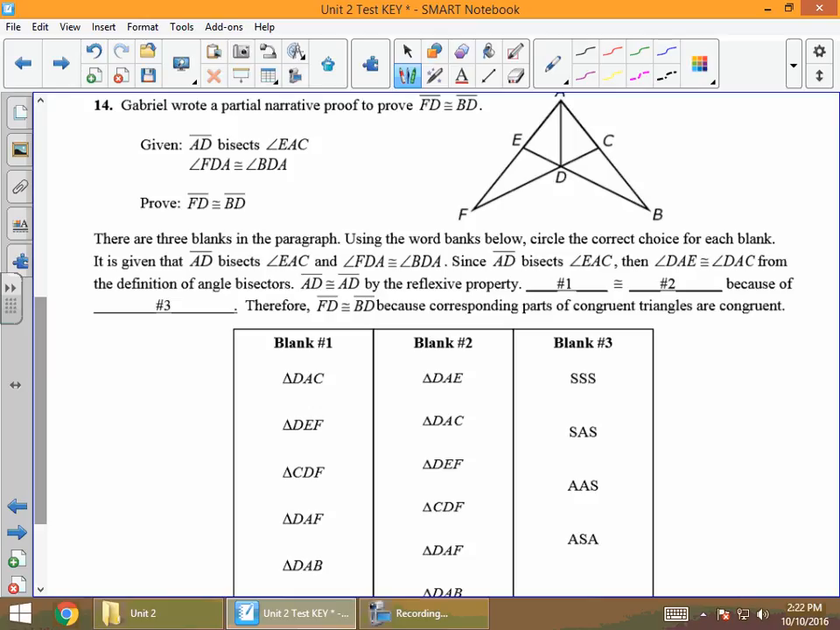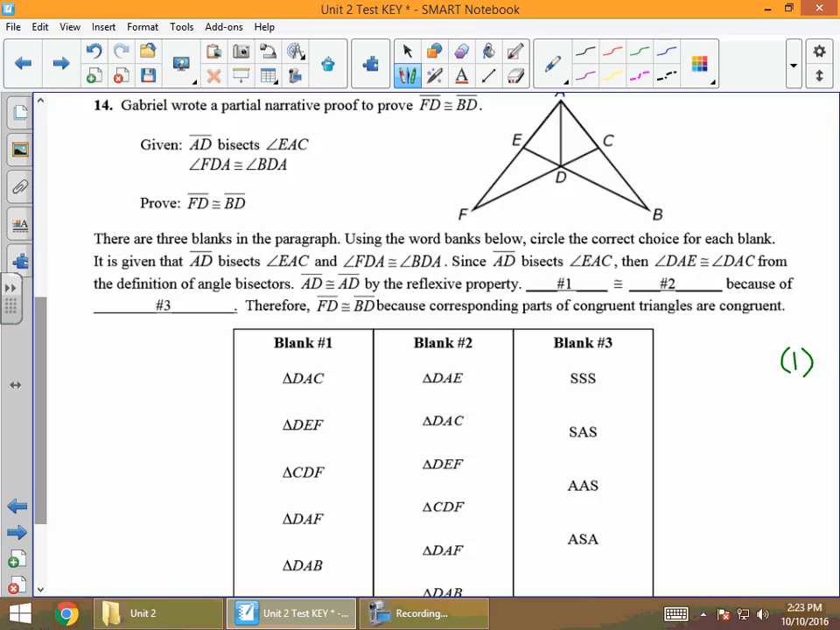So it said Gabriel wrote a partial narrative proof to prove that FB is congruent to BD. And you see his given and what he needs to prove. So it says there are 3 blanks in the paragraph. Using the word banks below, circle the correct choice for each blank. If you got all 3 parts of this, you got 1 bonus point. If you miss any piece of this, you got 0. So this was an all or nothing for bonus.